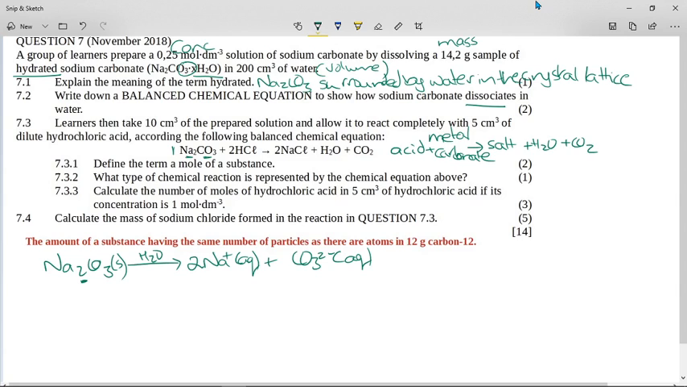Okay, define the term 1 mole of a substance. So here's the definition over here. The amount of a substance having the same number of particles as there are atoms in 12 grams of carbon-12. And remember this, there are 6.02 times 10 to the 23 atoms in 12 grams of carbon-12, Avogadro's number. So a mole contains the same number of particles as there are atoms in 12 grams of carbon-12.